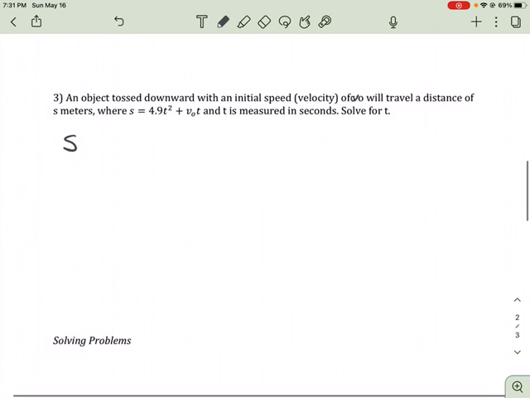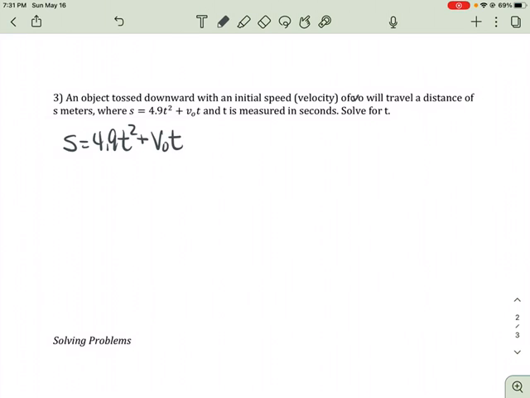So we get s is equal to 4.9t squared plus v sub o t, and we're solving for t. I guess it's a quadratic formula. We're going to set this equal to 0. This looks really nasty. Is that positive 4.9? Yes, okay. It's a negative s though.